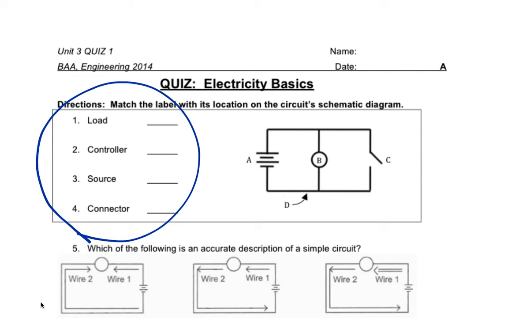Meanwhile, the source is where the electricity comes from. In this case, that is a battery. That's what this symbol stands for. Actually, this stands for 2 batteries. And finally, the connector, that's all the wires. So all of these lines right here, those are connectors. They bring the electricity from the source to the other parts of the circuit.